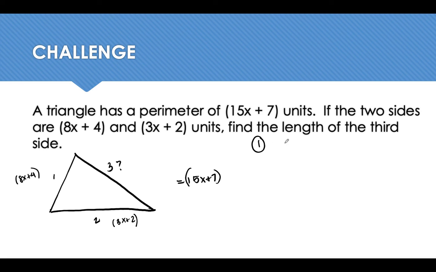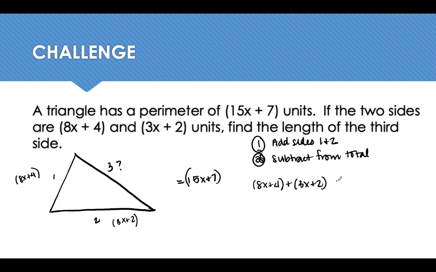Okay, so the 2 steps are to add sides 1 and 2, and then step 2 is to subtract your answer from step 1 from the total. So what we would need to do first is we would add 8x plus 4 plus 3x plus 2. That would give us a sum of 11x plus 6.